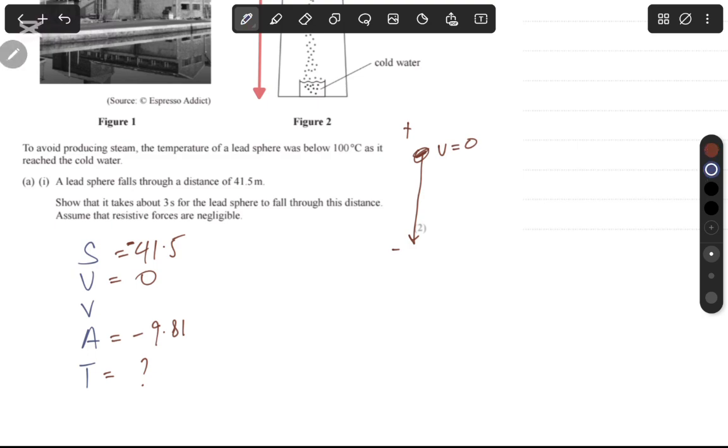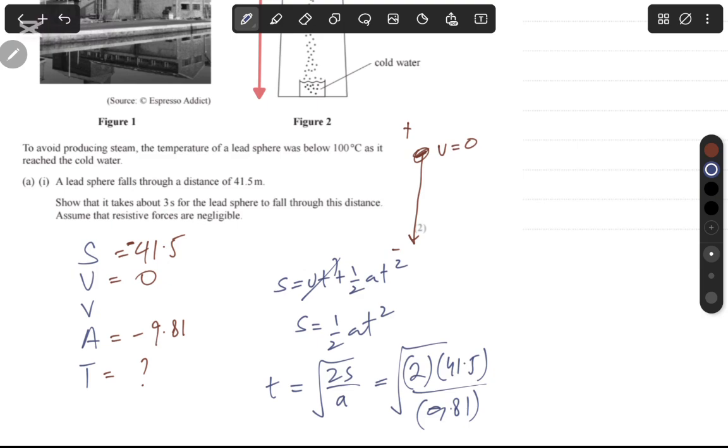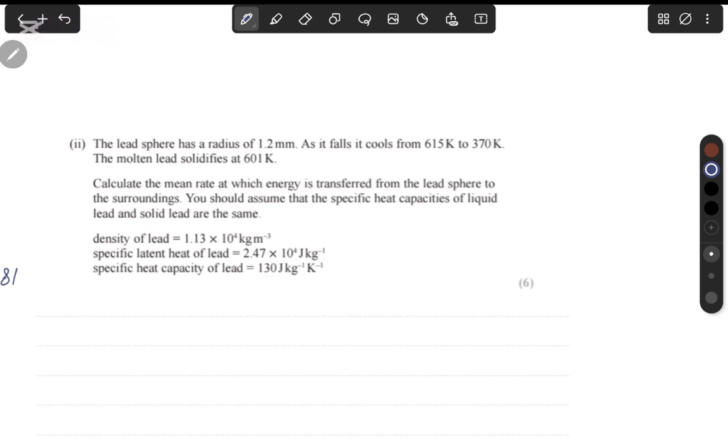The equation I'm going to be using is s = ut + ½at². Since u is 0, I'm going to cancel this out. So s = ½at². When I manipulate it further, I get t = √(2s/a). I'm going to plug in the values. The minus signs cancel out because this is minus and this is minus, and I'm going to get the answer as 2.9087 seconds.